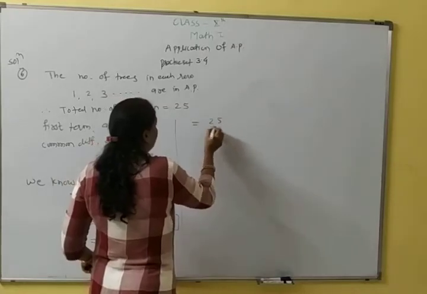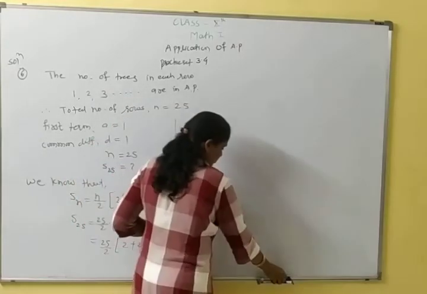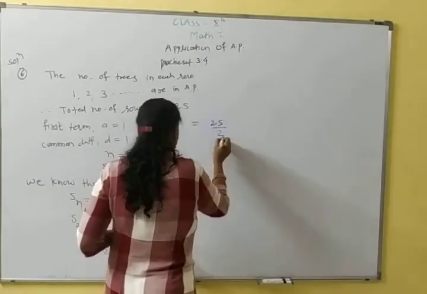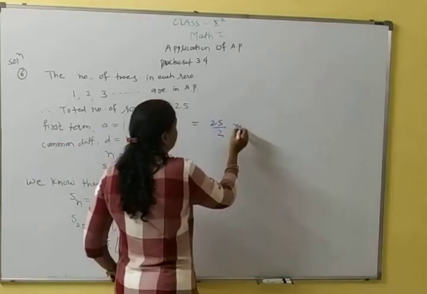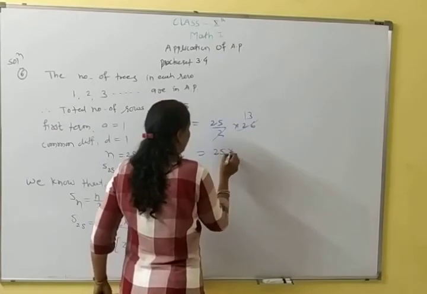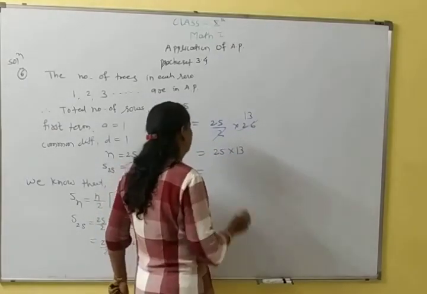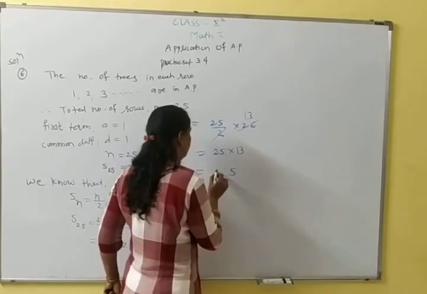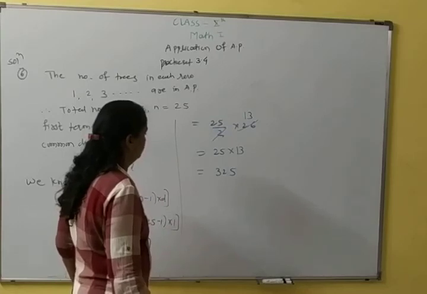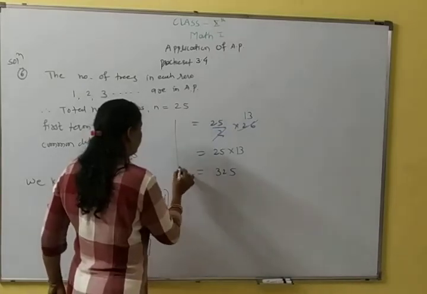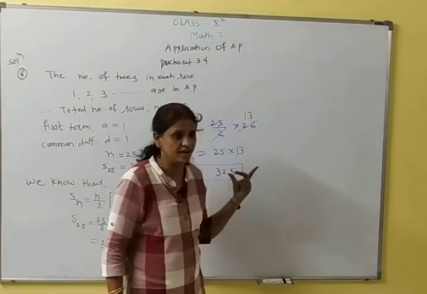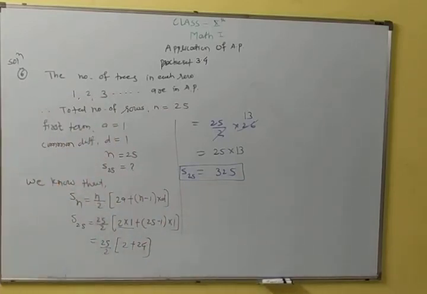Equal to 25 upon 2, and 2 plus 24 is 26. 2 ones are 2, 2 thirteens are 26, and 25 into 13. So S25 equal to 325. So total number of trees are 325. This is the last problem of this exercise.